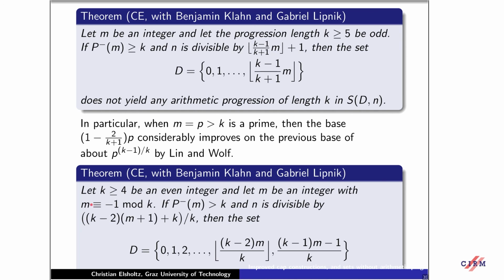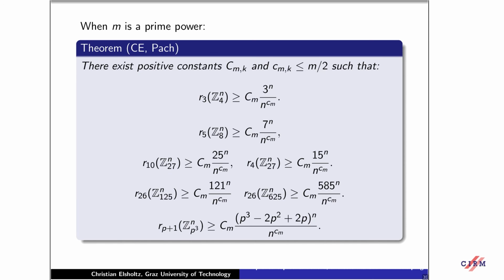Also, what I said works particularly nicely if m is a prime, and if m is a composite number, you could actually do something similar if the smallest prime factor is larger than k. So this is to avoid certain cyclic substructures. Right, with Peter Pach, I also studied some cases if the base is a prime power.